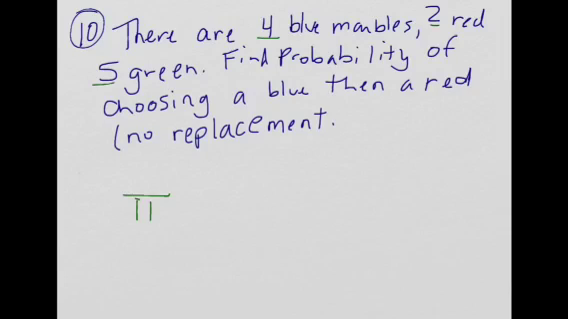And then we're going to find the probability of choosing a blue marble. So that's going to be 4, because there's 4 blue marbles. Now, when we go to choose the second marble, you're going to notice that there are no longer 11 marbles in the bag, but there's 10 marbles in the bag, because we already took out 1 blue marble. Now we're going to find the probability of red, which is going to be 2.